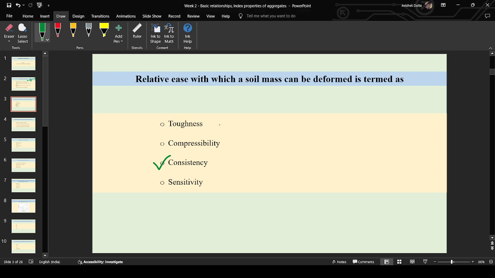Toughness is defined as the resistance to impact load. Generally, when an impact loading test is performed on soil or aggregate to check their suitability as subgrade, their resistance to impact load is termed as toughness. What is compressibility?